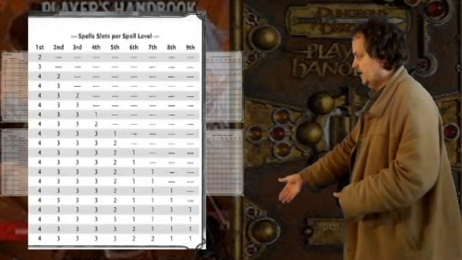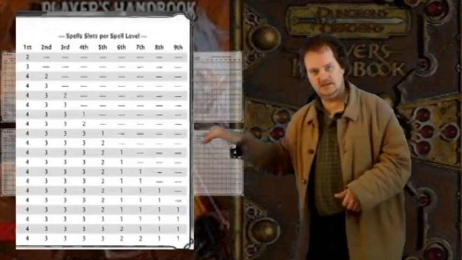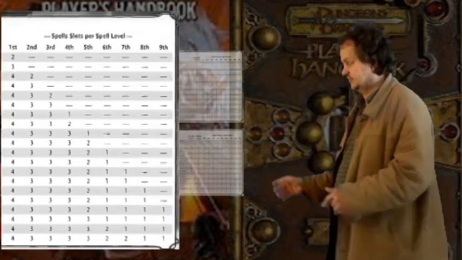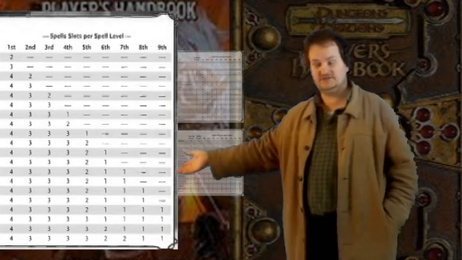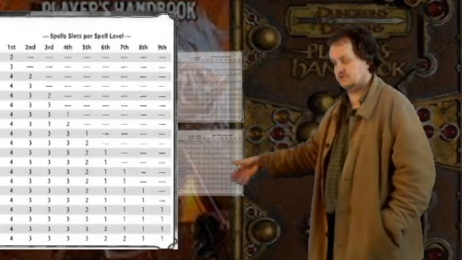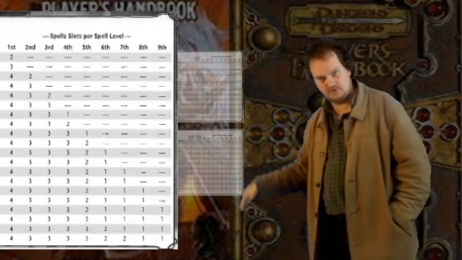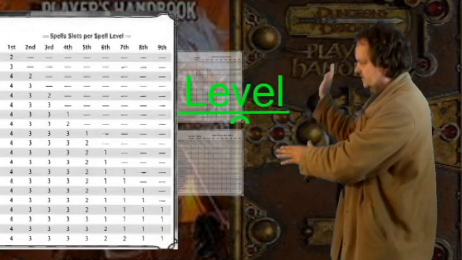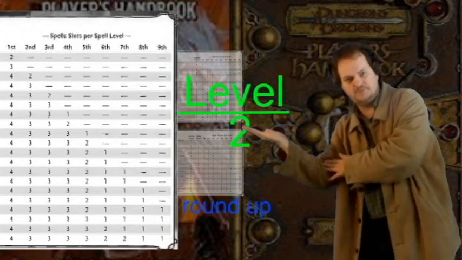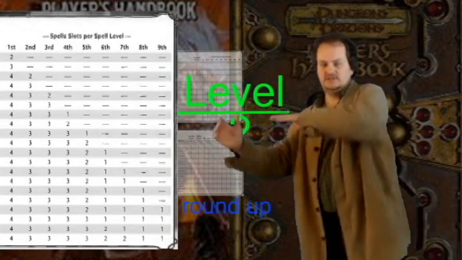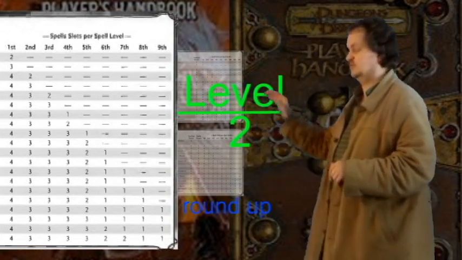And you'll notice this pattern. At every odd level, you get another level of spells. So first level at first level, second level at third level, third level at 5th, fourth level at 7th, 5th level at 9th, and so on down the line. You just take your level, divide it by 2, and round up, and that's the highest level of spell you can cast. That's your highest level spell slot.